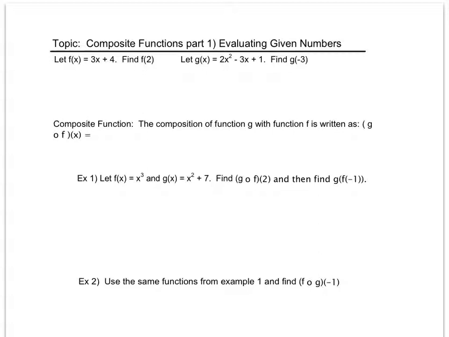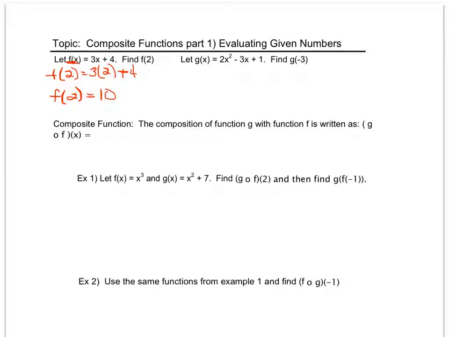What does that mean? Well, that means go to my function f, okay, I'm there, and now every time I see an x value, I'm going to substitute 2 in for that x value. And then I'm just going to use order of operations. So 3 times 2 is 6 plus 4 is 10. So I get f of 2 is equal to 10.